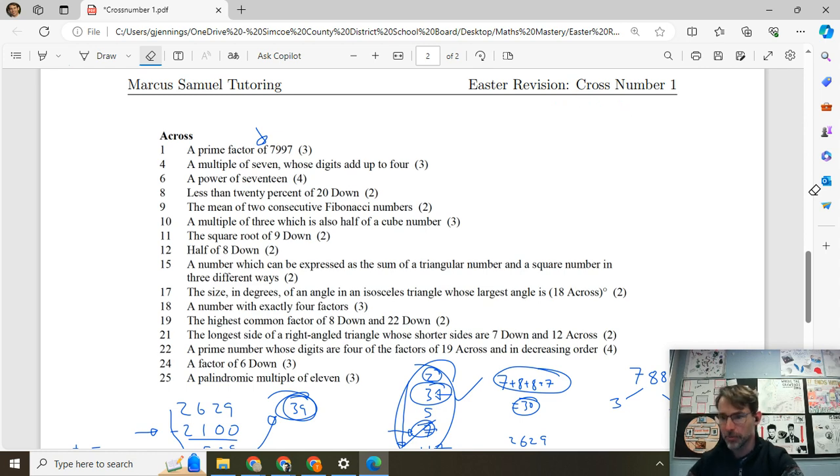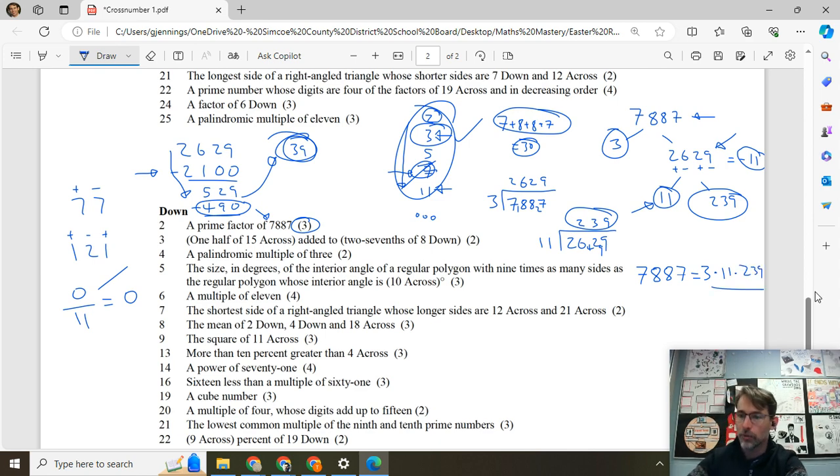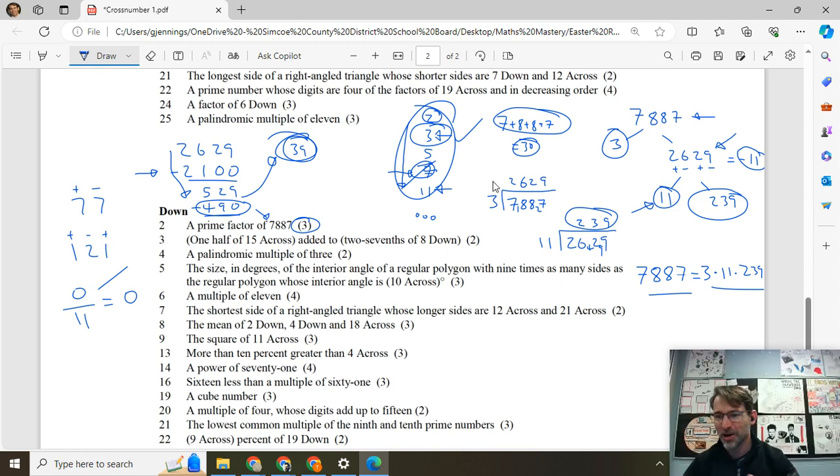I hope that helps about how to do a factor tree. So my final product is, I know that I can write 7887 is equal to 3 times 11 times 239. And that's the only way to express this number as a product of primes.